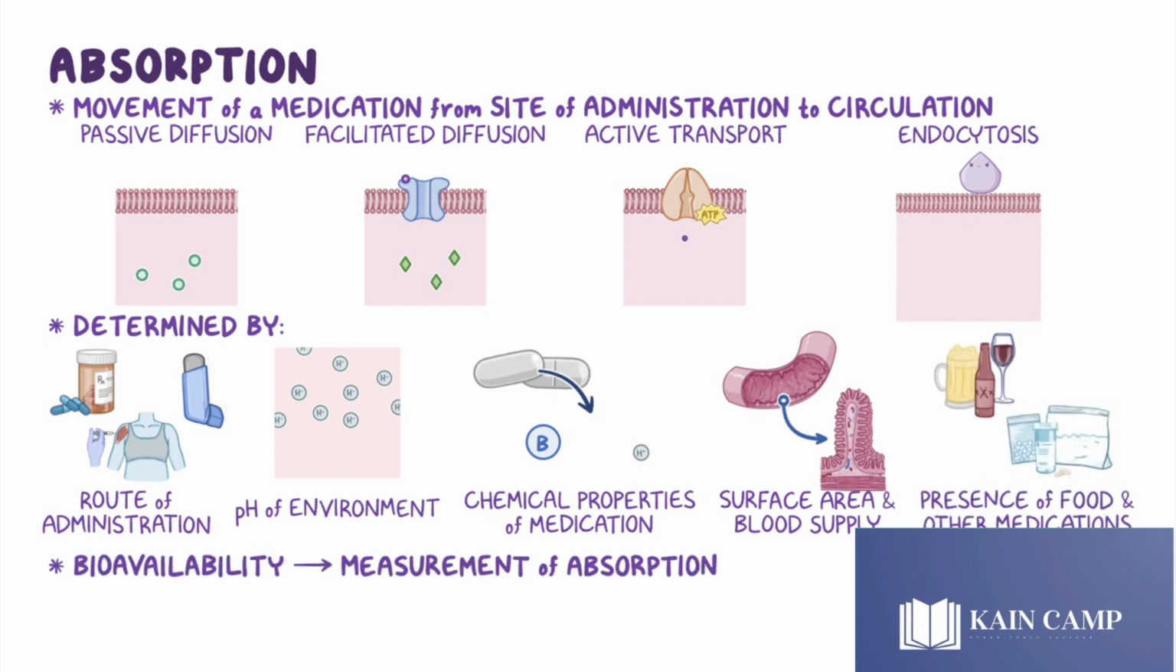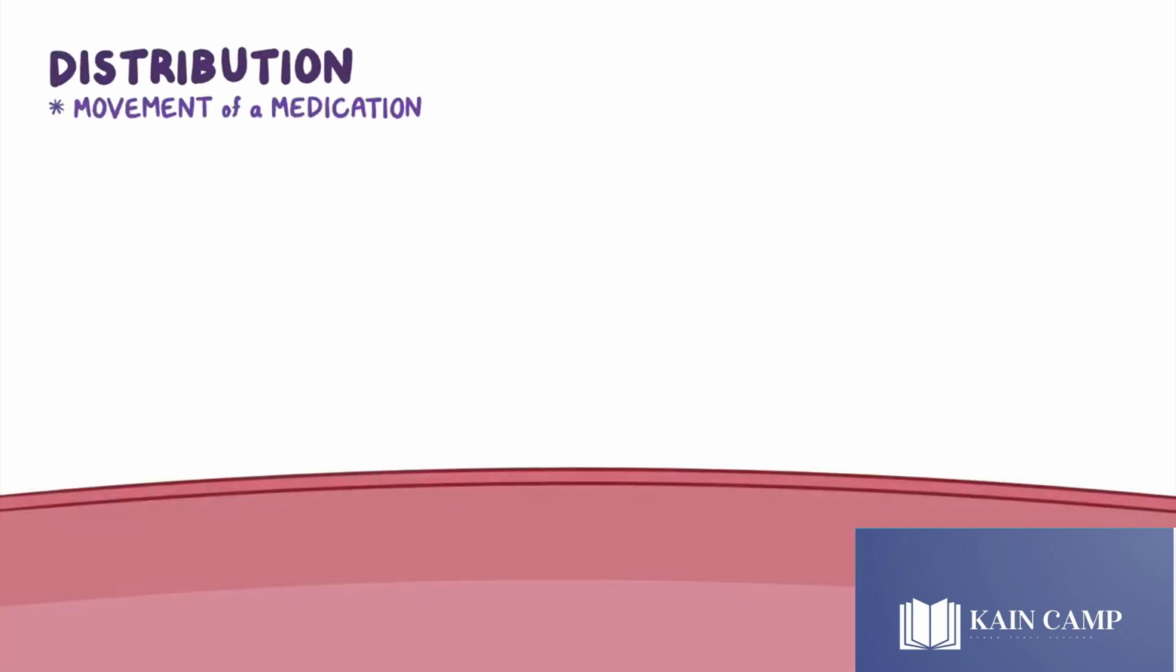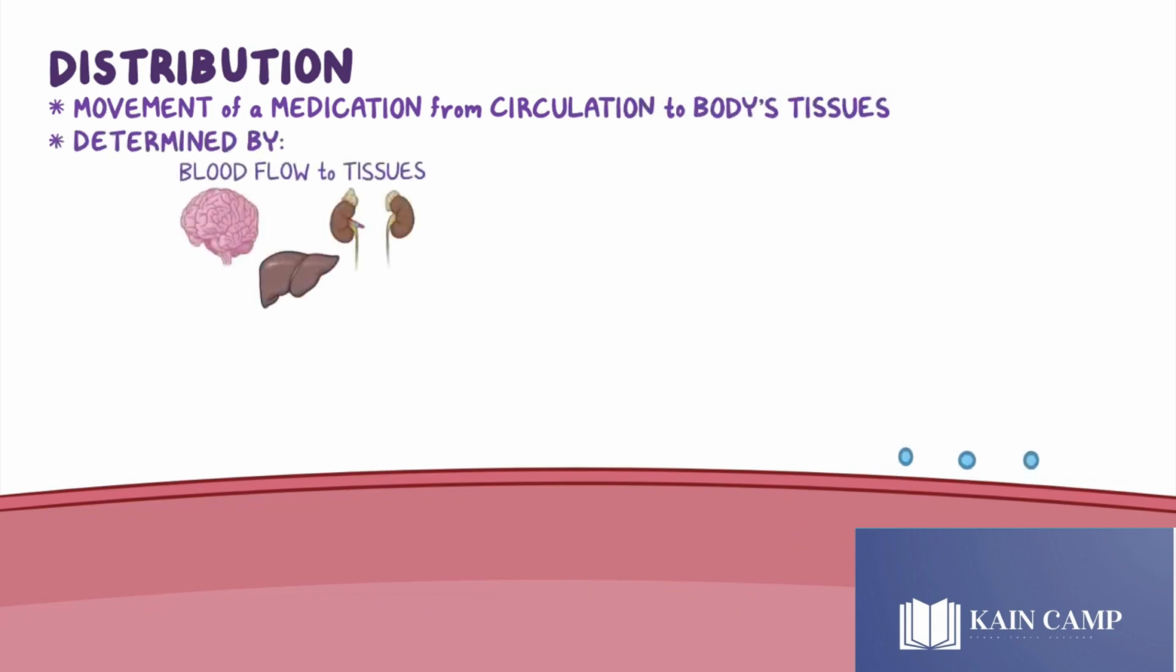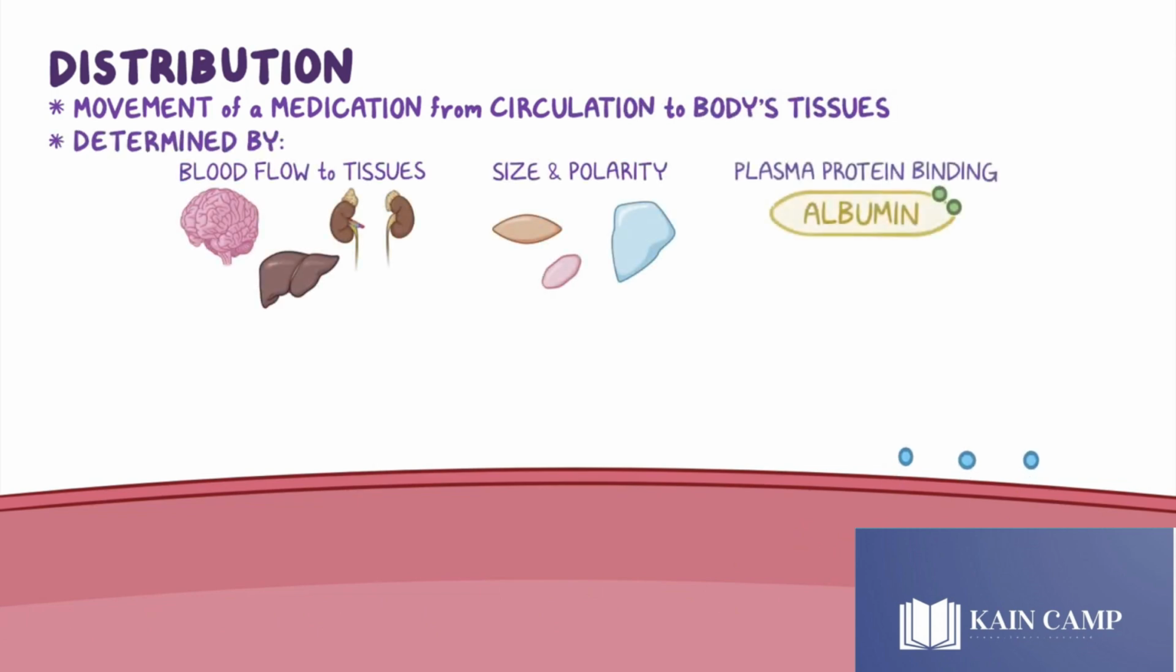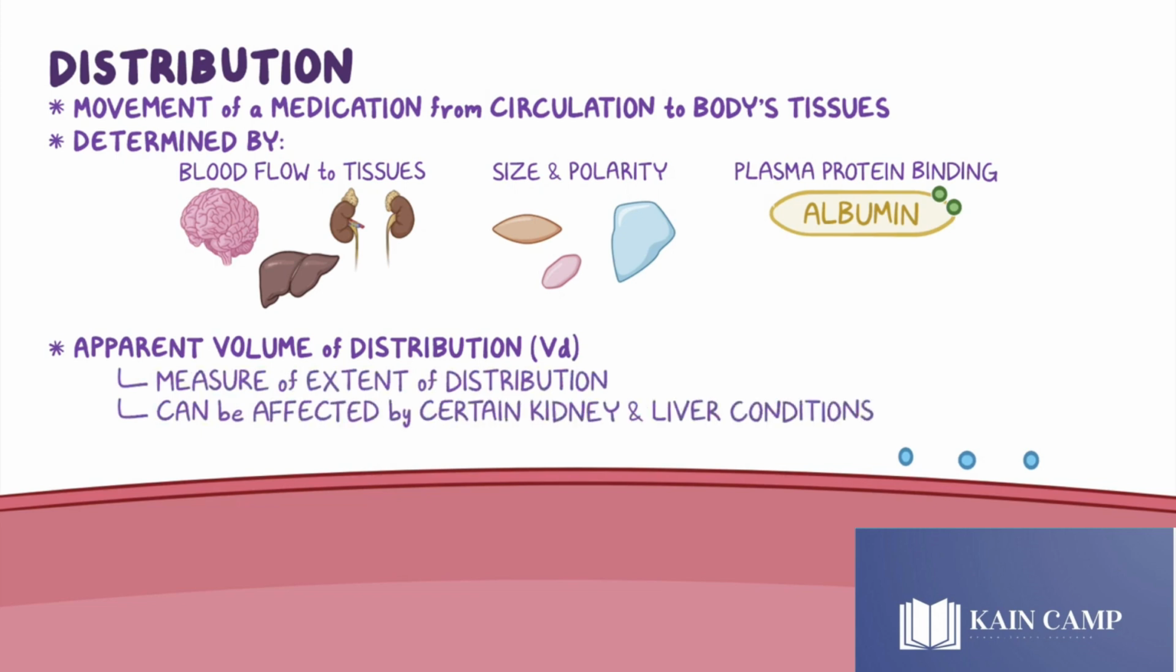Bioavailability is the measurement of absorption. Distribution is the movement of the medication from the circulation to the body tissues, and it can be determined by the blood flow to tissues, size and polarity, and plasma protein binding. The apparent volume of distribution is the measure of the extent of distribution and can be affected by certain kidney and liver conditions.